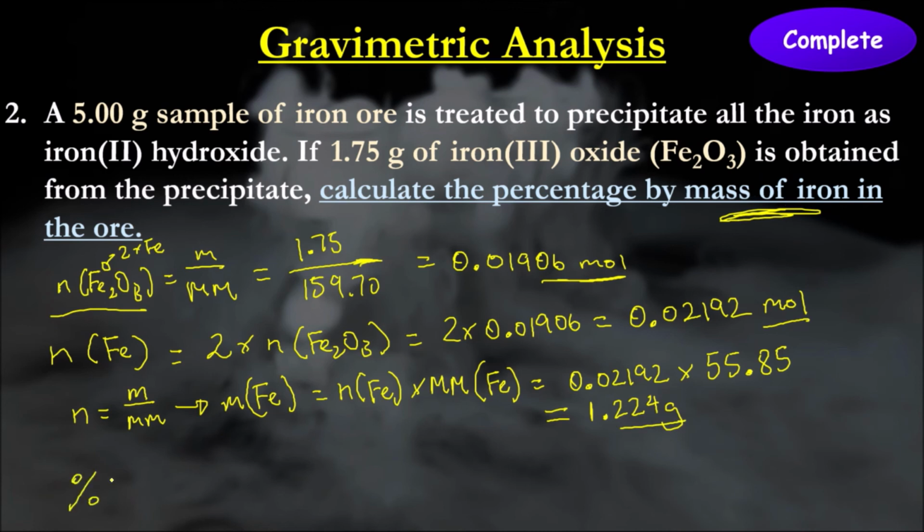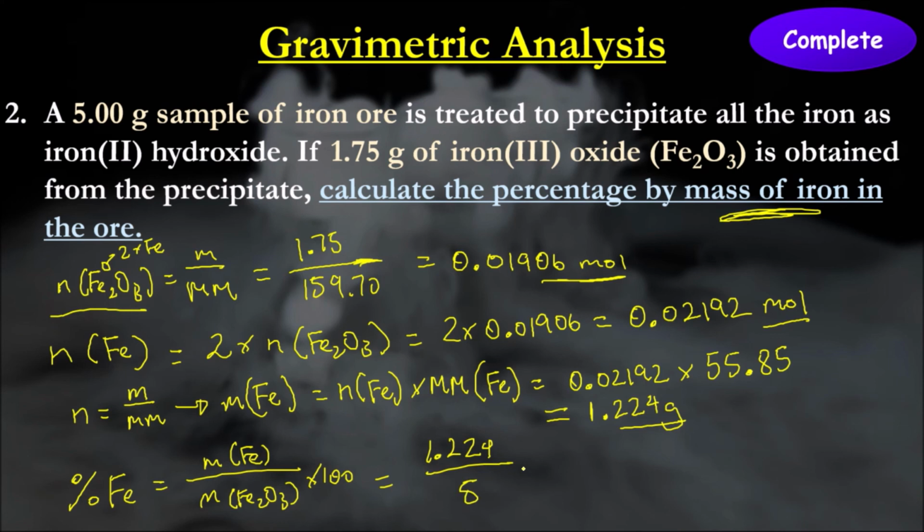Okay. Next is working out the percentage of iron. So the percentage of iron is the mass of iron we used divided by the mass of our sample times 100%. So that'll be 1.224 divided by 5 times 100. Make sure that it's very clear that it's 5. So the approximate percentage we get is about 24.5%. And that's how you do the question for this one here.